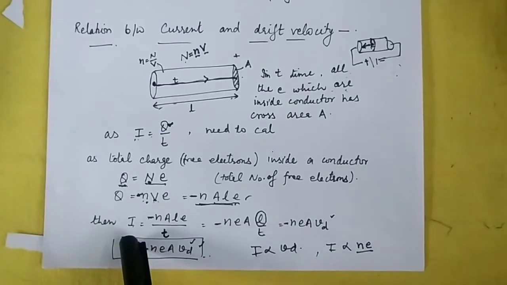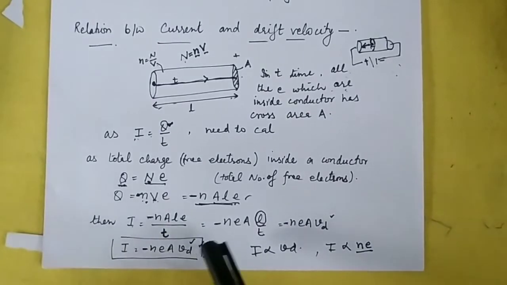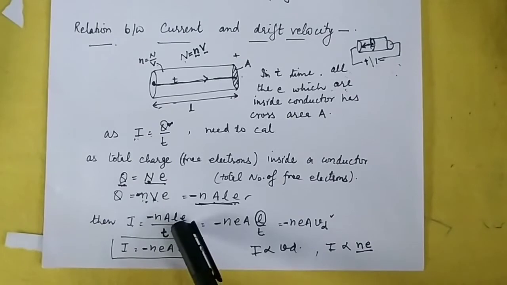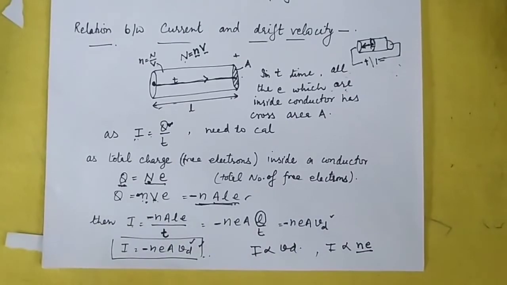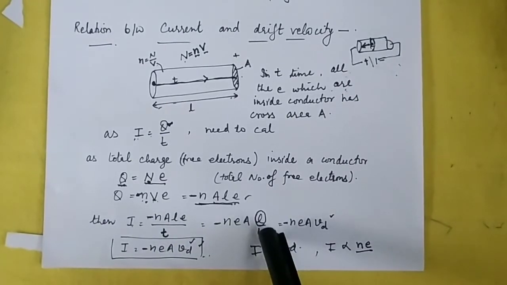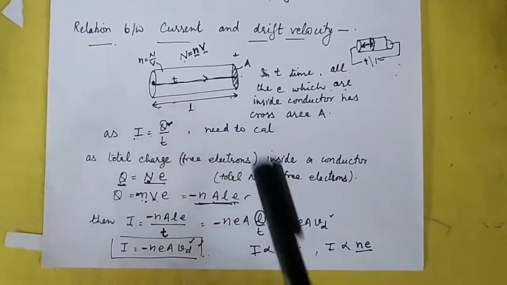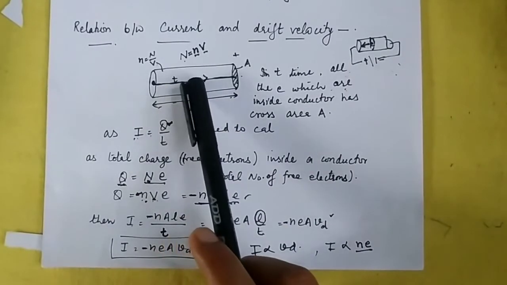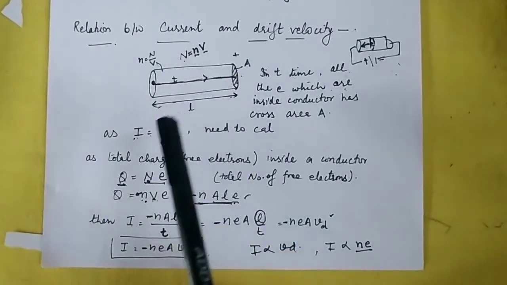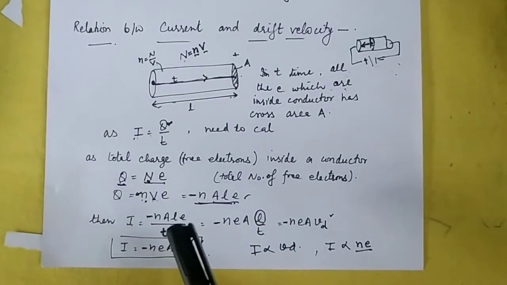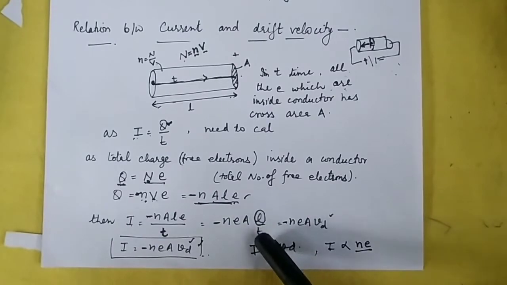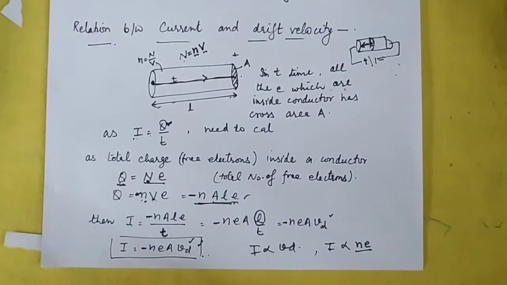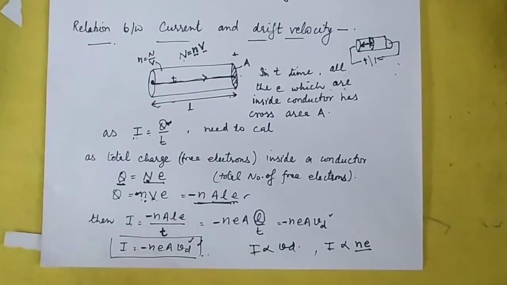Now we rearrange the terms: n e A, L divided by t. L is the length of this conductor and t is the time. The electrons are moving toward this positive terminal, so it is nothing but the drift velocity. So length divided by time is what? Drift velocity. So our current equation becomes I is equal to minus n e A vd.